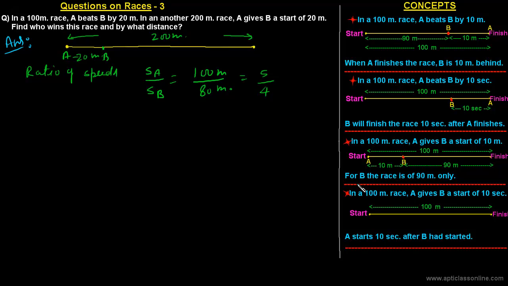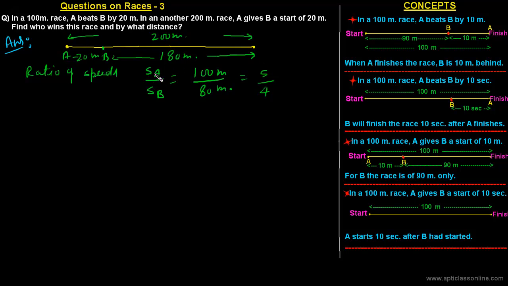Here it is written in a 100-meter race, A gives B a start of 10 meters. So that means for B the race is of 90 meters only. So when A gives B a start of 20 meters, for B the race is of 180 meters only. For A the race is of 100 meters, for B the race is of 180 meters only.